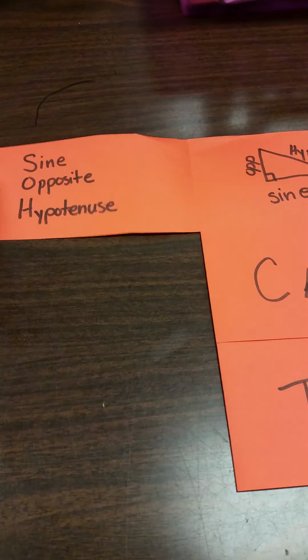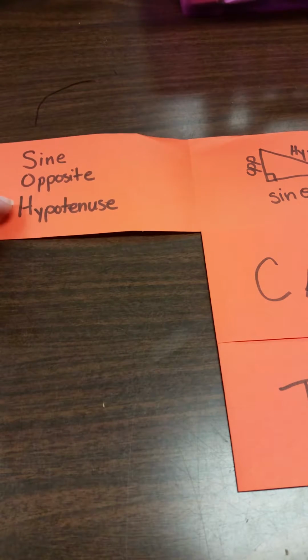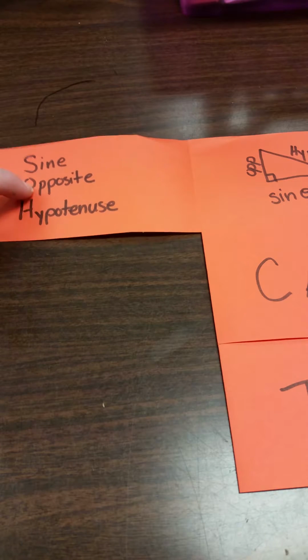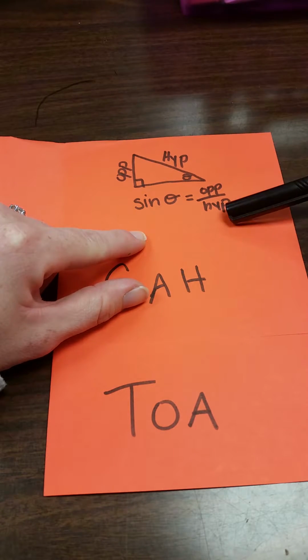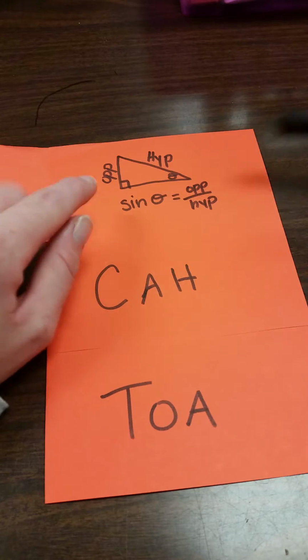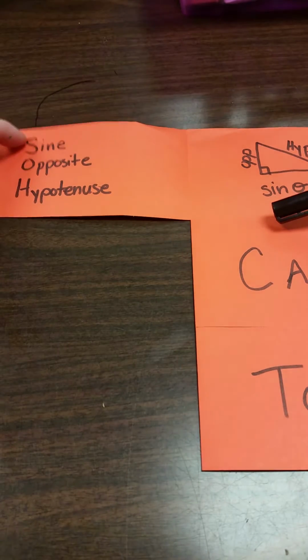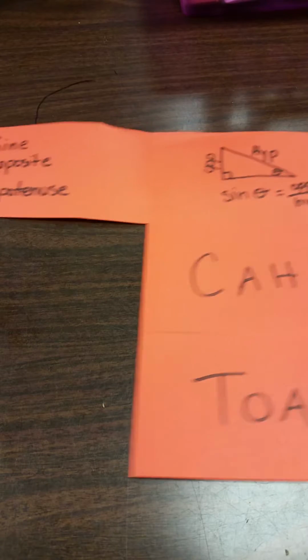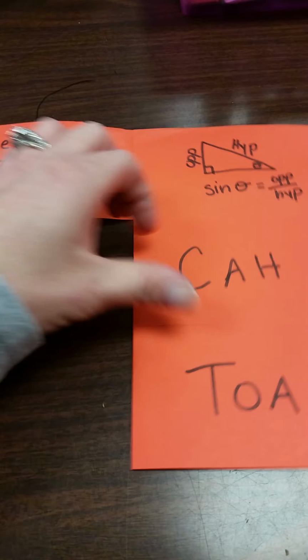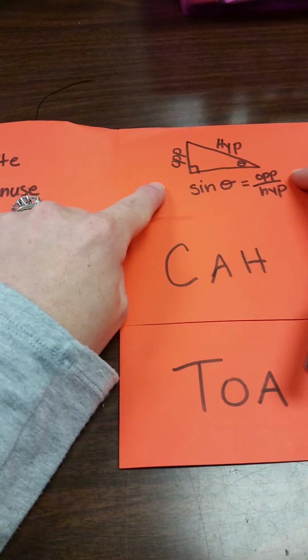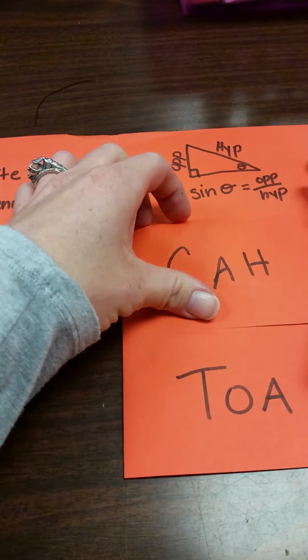See how we learned it as sine is opposite over hypotenuse? So the opposite goes first. Sine is opposite over hypotenuse. So this is what your picture looks like when you are trying to use the sine function. I'm going to show you an example of how you're going to use this in the next video.